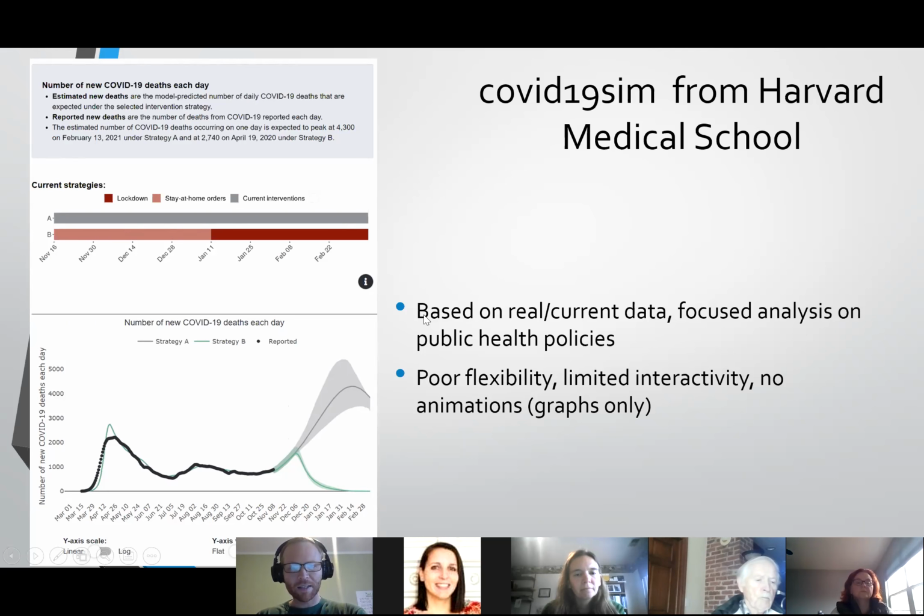Students really liked this because it was based on current data. It was also a really focused analysis of real public health policies that they're aware of, that they've lived with. And they've seen certain parts of the country use them and other parts not. So they really liked that. But again, some people didn't like it because it had limited flexibility. The only interactivity was choosing the actual strategies, and then you just hit analyze, and that's the end of it. There were no animations, it was just the graph. So the people that liked to see the situation evolve didn't like this one as much.